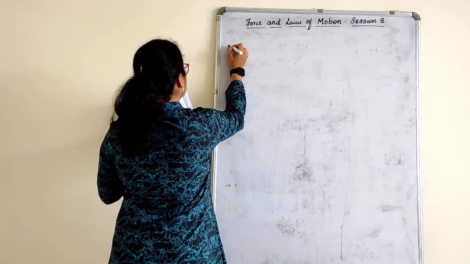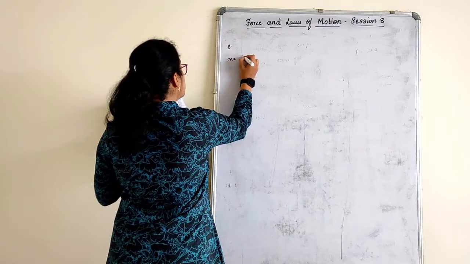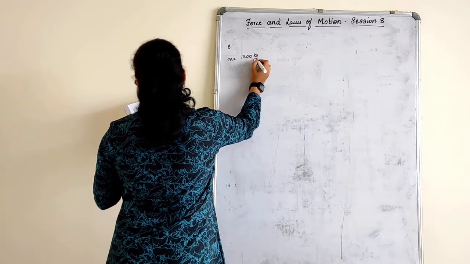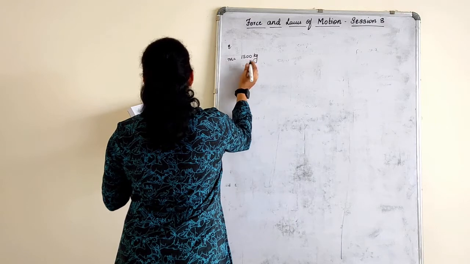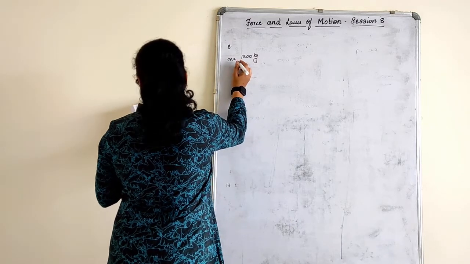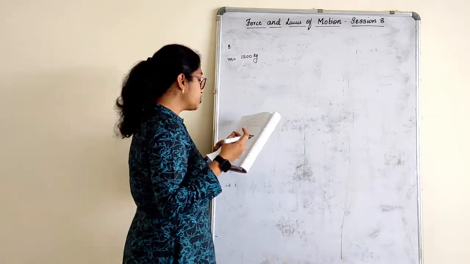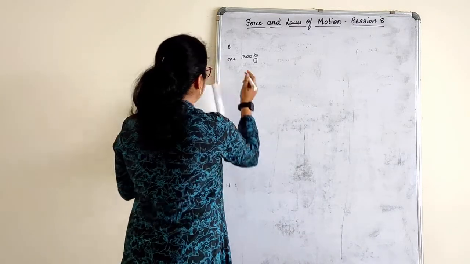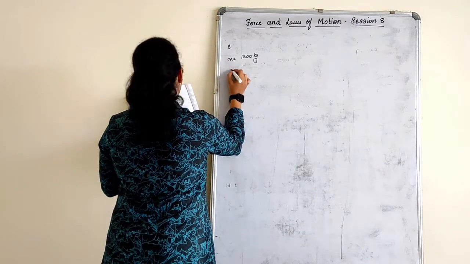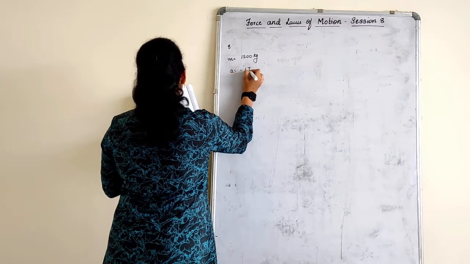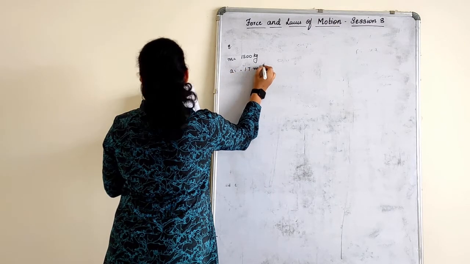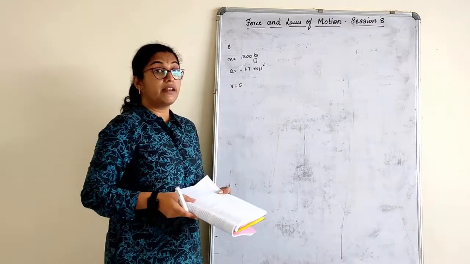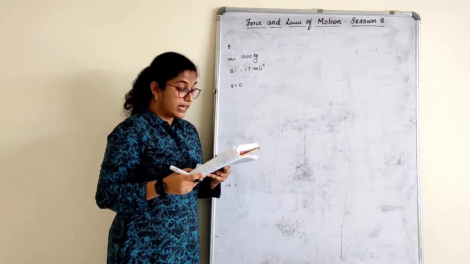The vehicle has a mass of 1500 kg. What must be the force between the vehicle and the road if the vehicle is to be stopped with a negative acceleration of 1.7? So, a is equal to minus 1.7 meters per second square. Final velocity is 0. Why is the final velocity 0? Because we have to stop it.